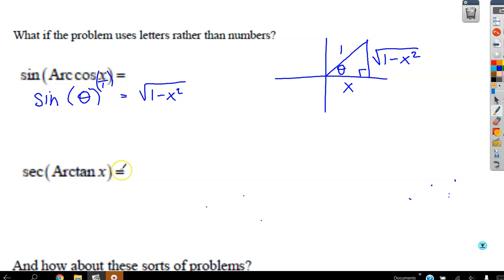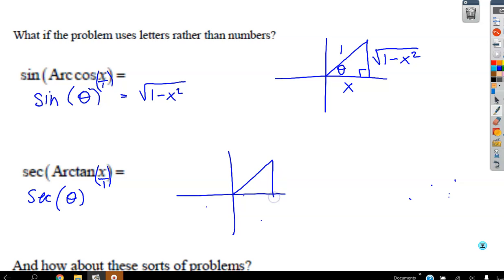Okay, down here, we've got sec of arctan. So I want the sec of this relationship. Again, I'm going to treat this as x over 1. So I'm going to create my tangent relationship, opposite over adjacent, get the hypotenuse, x squared plus 1. Technically, it was x squared plus 1 squared, but you shouldn't write 1 squared because that's 1. And then I want the secant. Secant is hypotenuse over adjacent over 1.